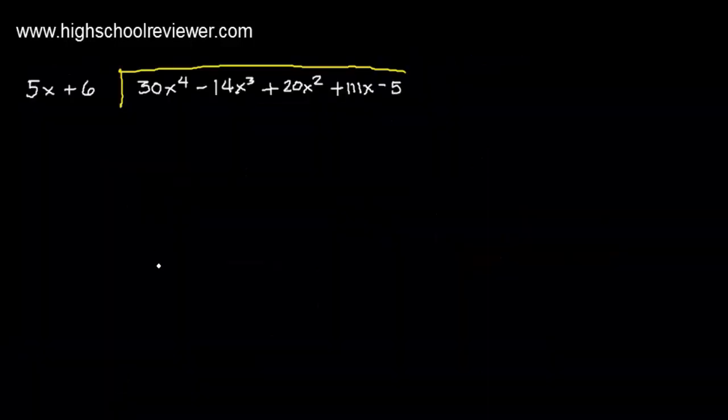Our next problem, we have 30 multiplied by x raised to the fourth minus 14x cubed plus 20x squared plus 111x minus 5 divided by 5x plus 6. First, we will divide 30x raised to the power of 4 with 5x. Dividing, we will have 30x raised to 4th divided by 5x. This will be equal to positive 6 and x raised to the power of 3. We will put 6x cubed here at the top, and then we will multiply 6x cubed to 5x plus 6.